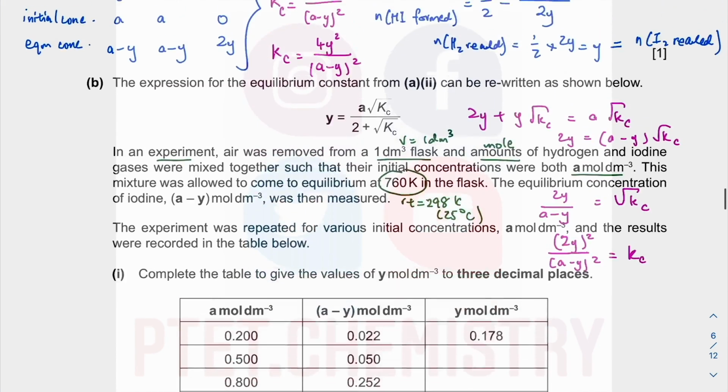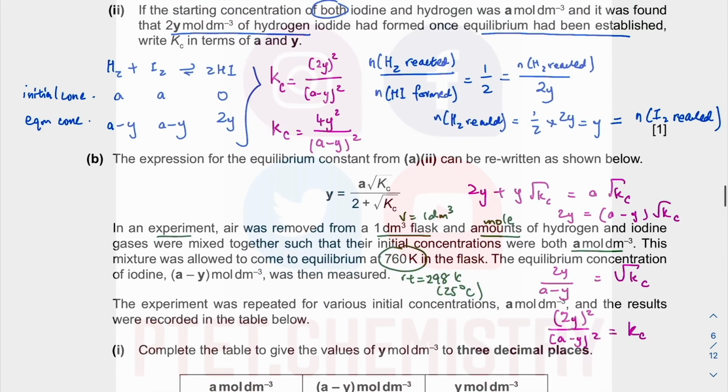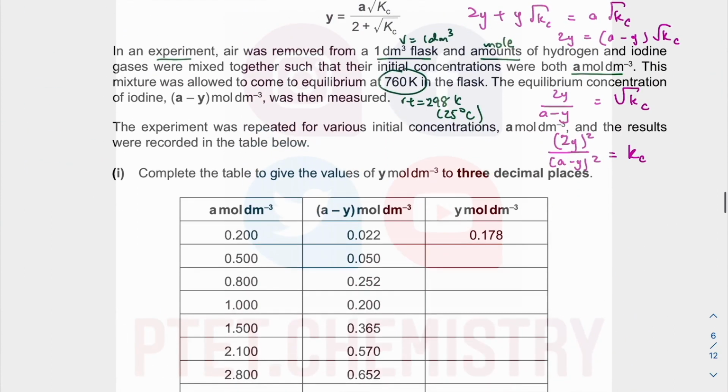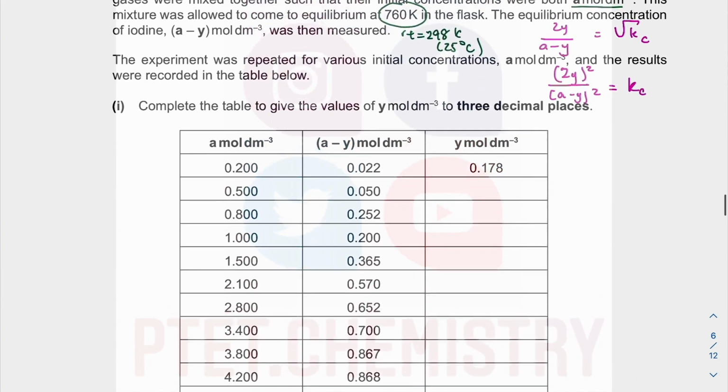Equilibrium concentration of iodine is A minus y. Look at it, they are very, very generous actually. They're very generous at telling you that this is the equilibrium concentration of iodine. Meaning to say, without doing this, you could have gotten the answer as well. So this is a very generous 1 mark. Okay, so you do it for various initial concentrations, and then you record the values in this table below.